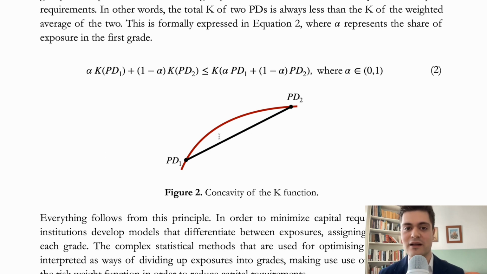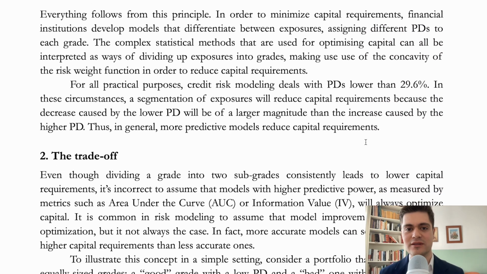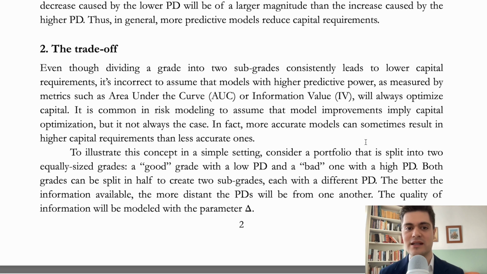Essentially what's happening here is that the decrease in K caused by the low PD is of a larger magnitude than the increase in K caused by the high PD. This is all to say that the way for financial institutions to reduce capital requirements is developing better models that discriminate risk better than the previous ones. However, this principle is not absolute and cannot be taken to mean that a better model is always optimal. Facing the choice between two models, the better one according to metrics such as information value or AUC might actually lead to higher capital requirements than the worst one.